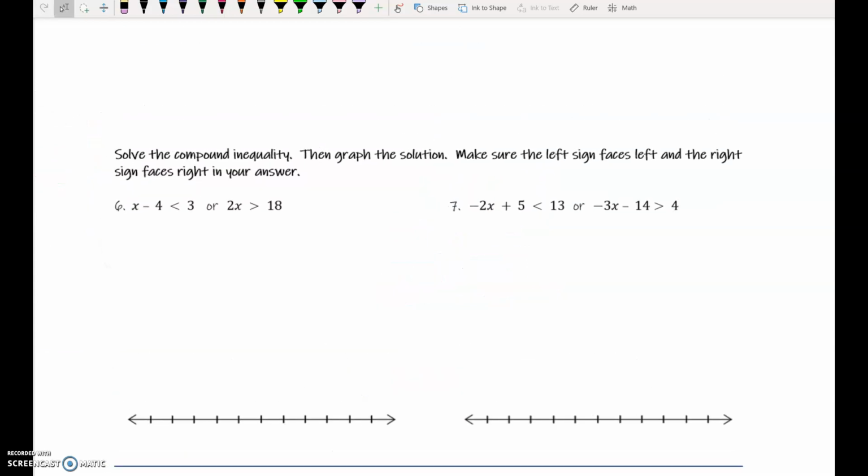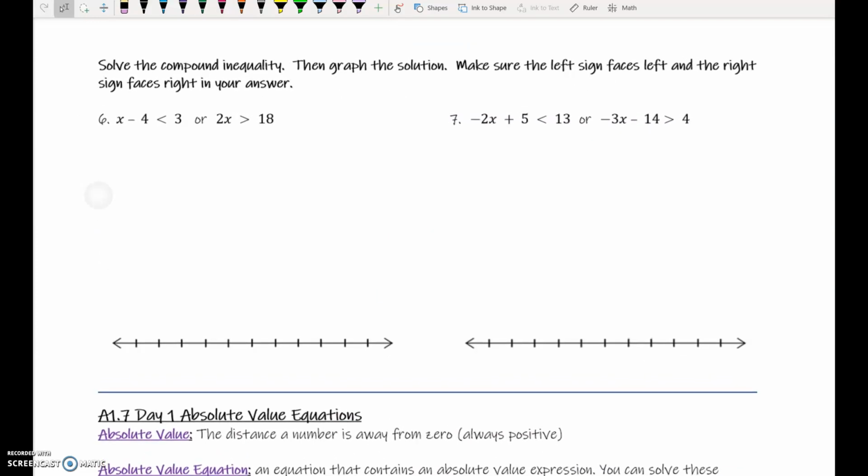Next, we have OR inequalities. And the biggest thing that I want you to know about OR inequalities is that you still have to solve both of them. I've had students in the past see x minus 4 is less than 3 or 2x is greater than 18. And they interpret that as, oh, I can just pick one. So they pick the easier looking one and they leave the other one untouched. OR does not mean pick one. OR means that x has two ranges of numbers that it could be, and we have to find both of those ranges. So this is a two-part problem that we just happen to put on the same graph.